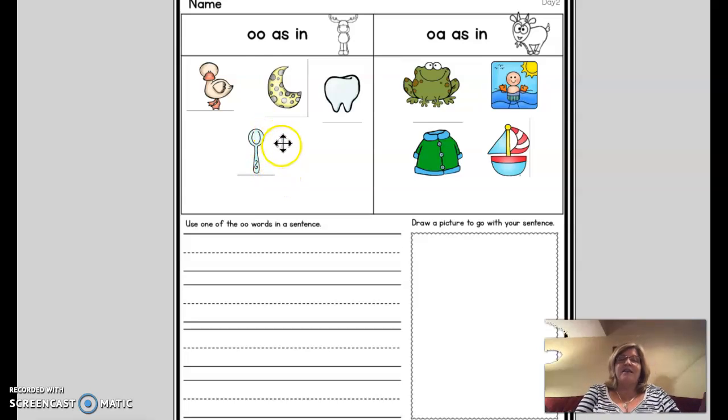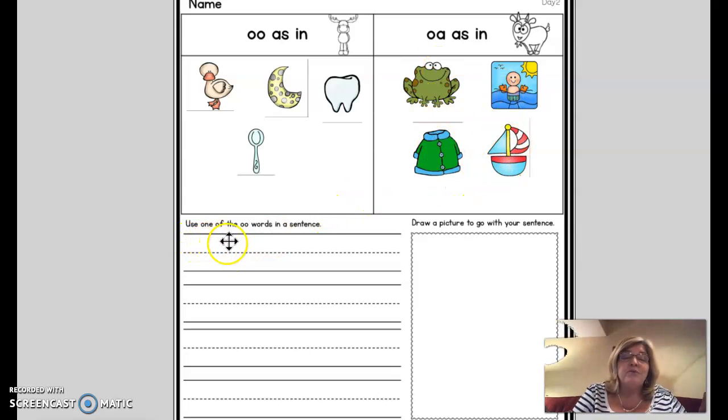Let's say all of these together and listen for that ooh sound. Goose. Moon. Tooth. Spoon. There you go. When I say all of these, now you listen to me and listen for that O sound. Toad, float, coat, boat. Definitely, I heard all those O sounds.